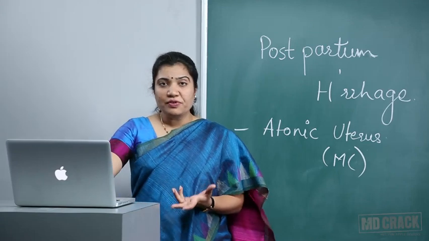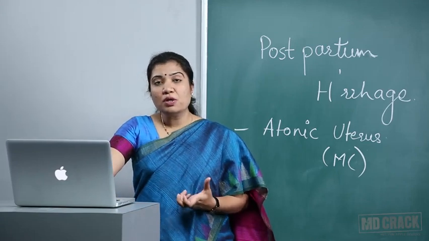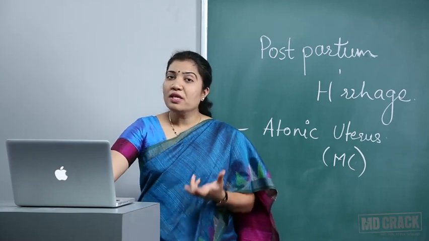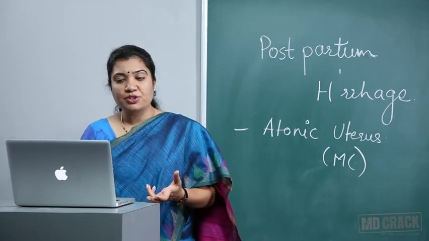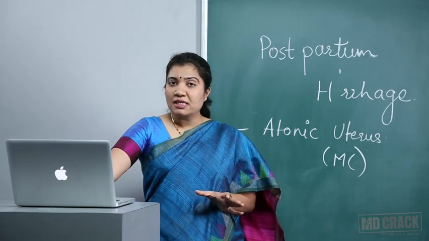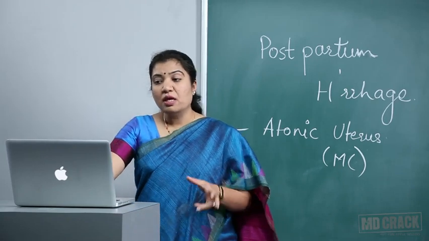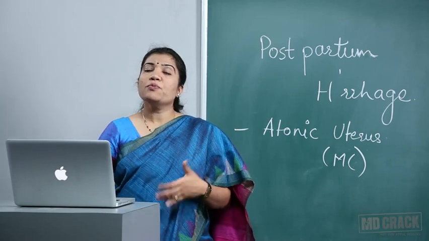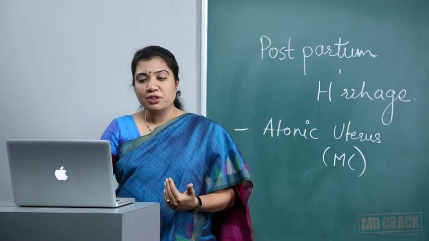By quantitative definition, postpartum hemorrhage is blood loss of more than 500 ml during normal delivery or more than 1000 ml during cesarean section. But the clinical definition says that postpartum hemorrhage is when the general condition of the patient gets affected due to blood loss. That would be tachycardia or hypotension.